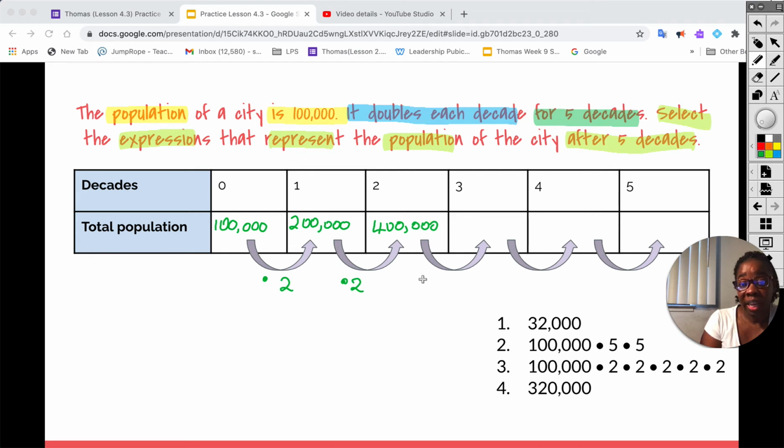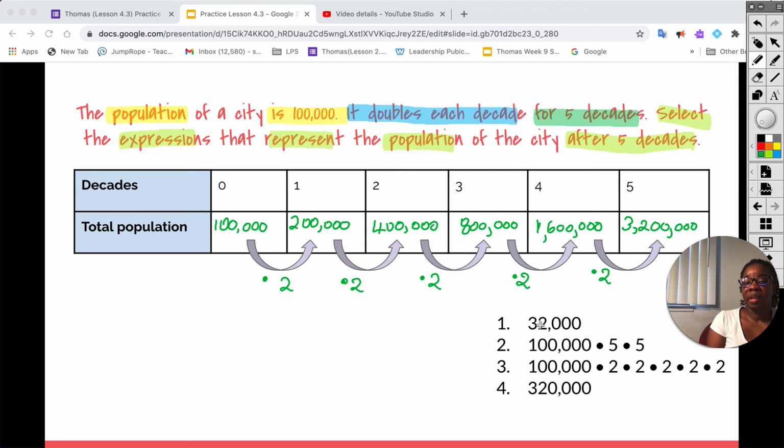That then doubles again. That 400,000 is then multiplied by 2. That becomes 800,000, which in the fourth decade doubles again, which means we're multiplying by 2. And that 800,000 becomes 1,600,000, which in the fifth decade, or after 5 decades, you're multiplying by 2 again because it's doubling. That will become 3,200,000.